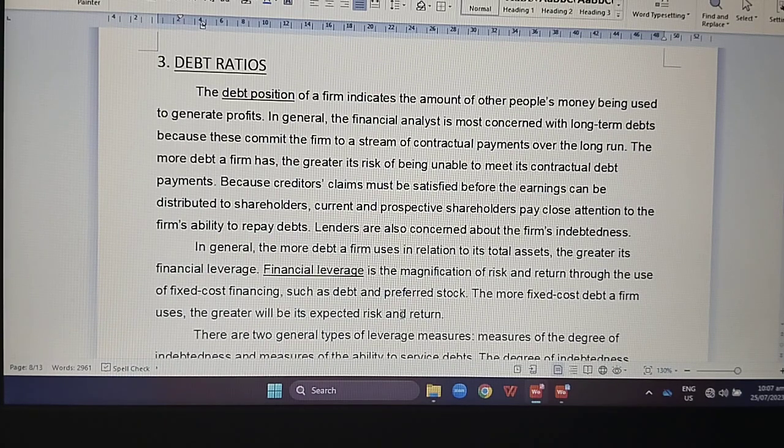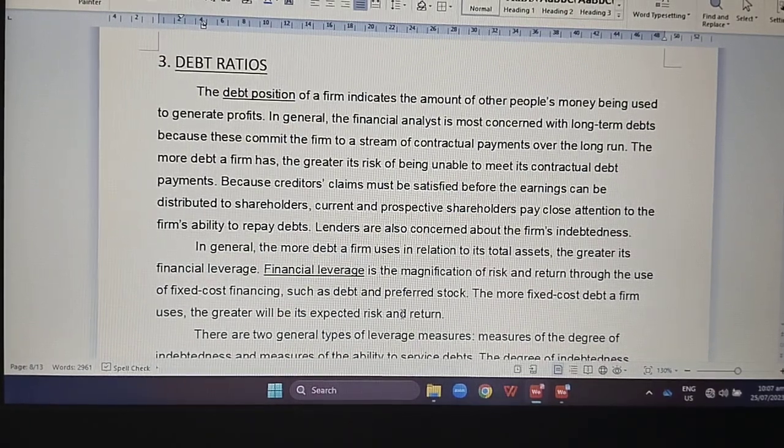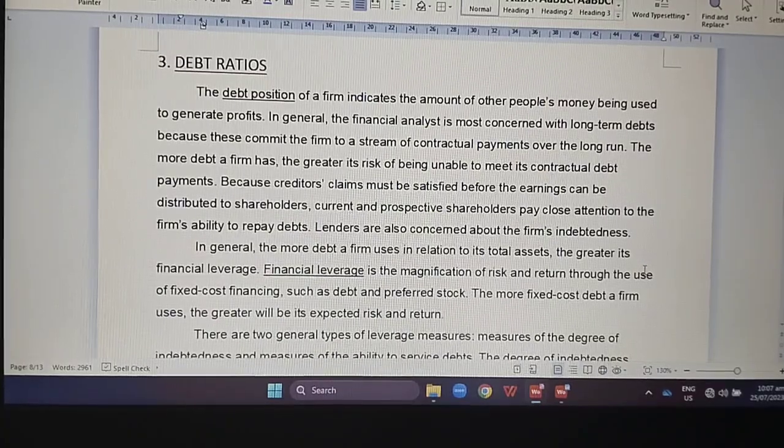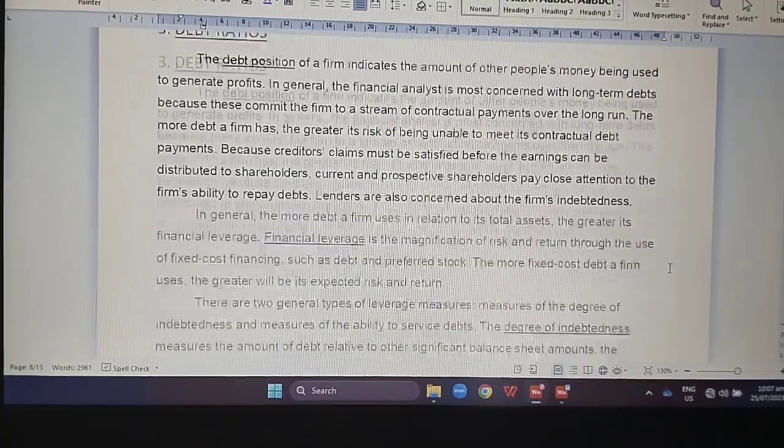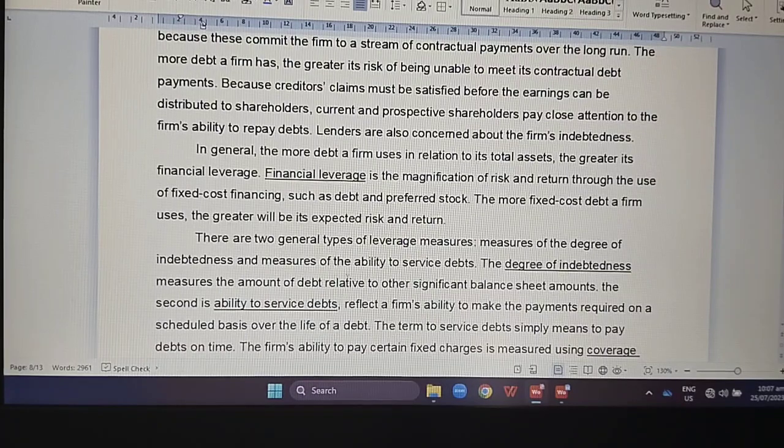Mahirap talaga yun, 'di ba? Mas dangerous yun. Okay? Mas maganda sana kung konti lang ang utang. So, there are two general types of leverage measure. The degree of indebtedness measures the amount of debt relative to other significant balance sheet amounts.